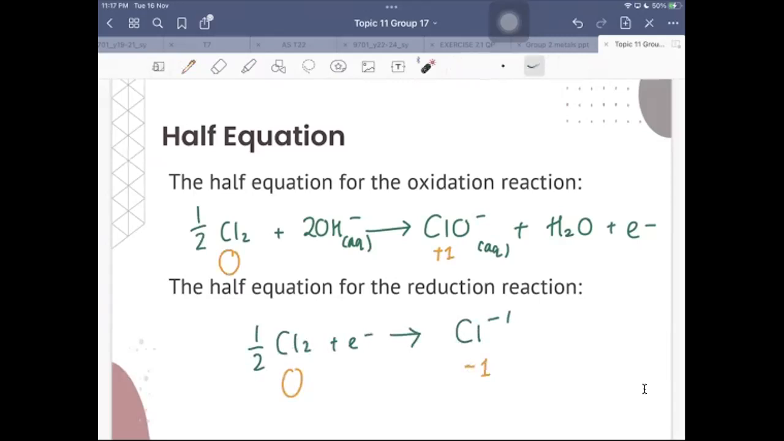So you notice that for my oxidation, I'm using half a chlorine molecule, so that means 1 chlorine atom. Likewise, for the reduction, half of a chlorine molecule, which means it's just 1 chlorine atom.